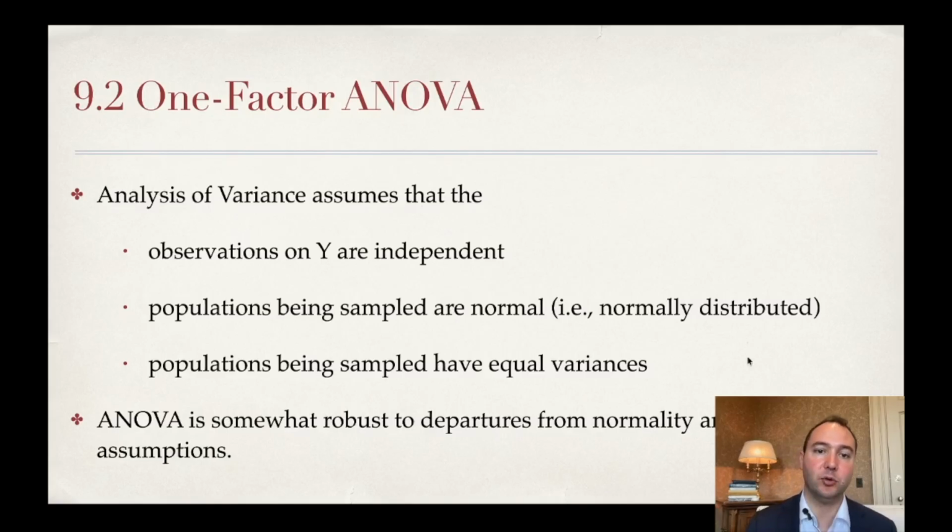However, it's important to understand what these assumptions mean. Let's look at the first one, for example. Observations on Y are independent. Let's say, for example, I'm measuring a stock price, and I want to measure a stock price by some treatment, maybe the day of the week, or which market it's in, or something else.